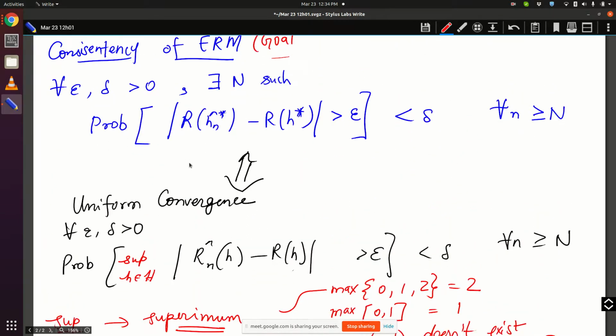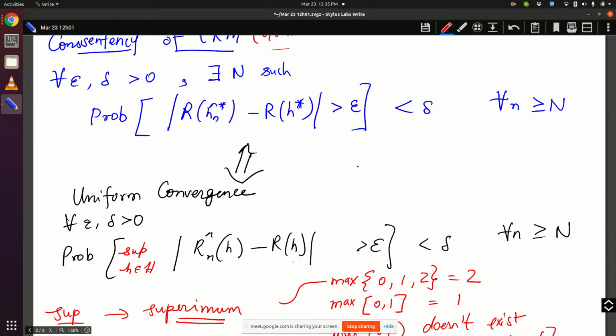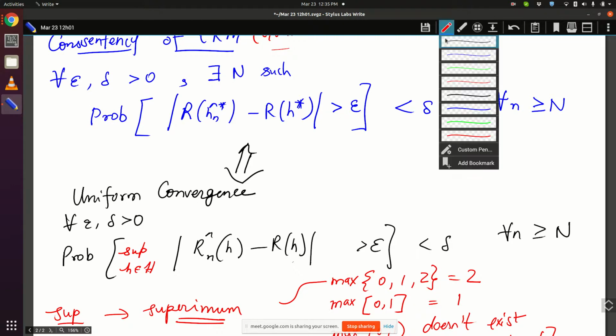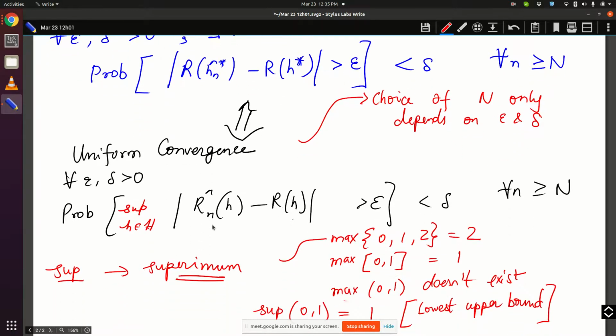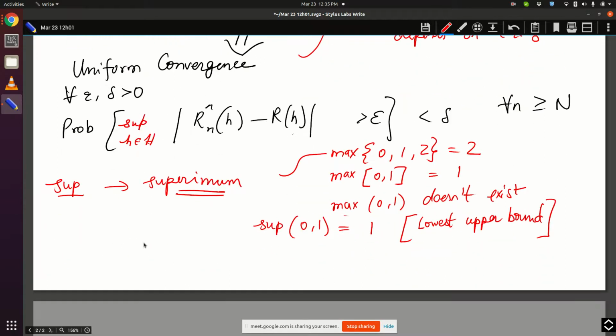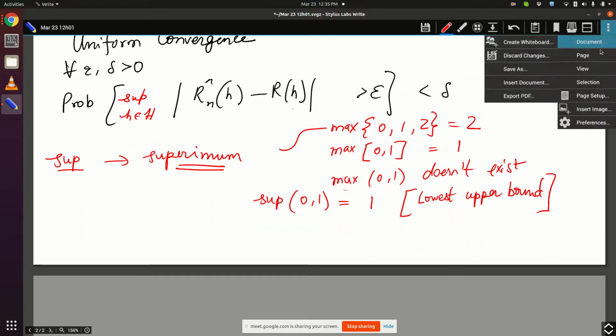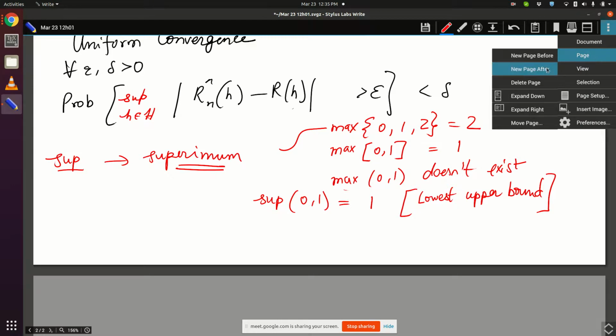So we are saying that uniform convergence is achieved if and only if this happens. So a few things that you can note here immediately. One is the choice of n. So the choice of n only depends on epsilon and delta. Okay, so that is one important thing. So let's try to understand this quantity a little more. In the context of uniform convergence, let us spend some time trying to understand what exactly that expression means.